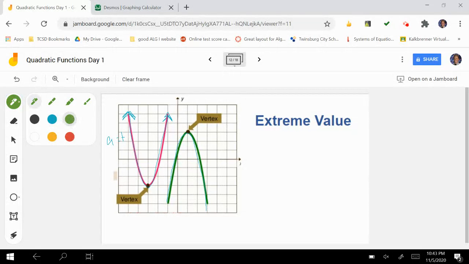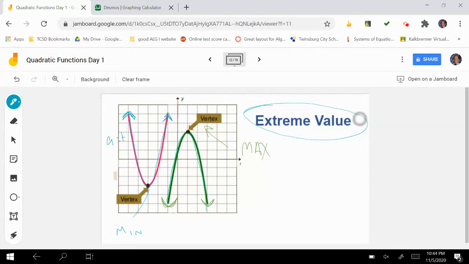This parabola would be negative A because it's pointing down. What is this vertex called? The highest point is the maximum point. This lowest point down here would be my minimum. Another word that the state likes to use is extreme values, or the extreme value. That would also be the maximum, the high extreme. And then over here in that pink parabola, that would be the extreme value, the minimum value. So the lowest point versus the highest point.